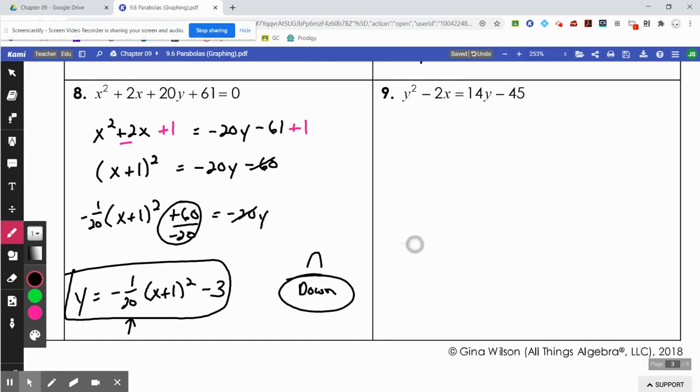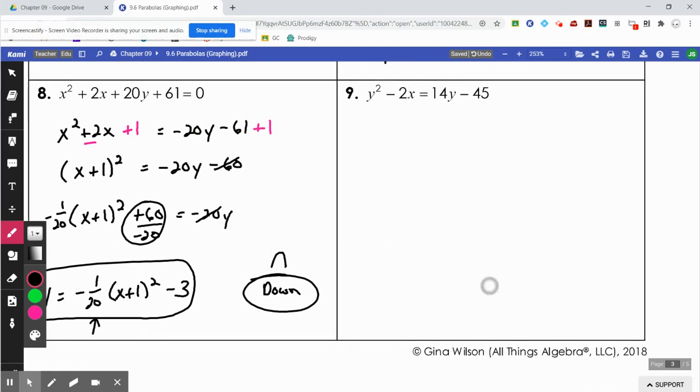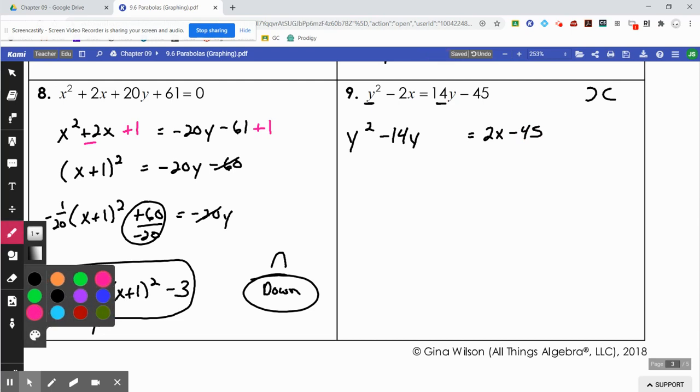And the last one. I can already say, since there's a y squared there, that it's going to open up either left or right. I do have a y squared and y stuff, so let's go ahead and isolate those. y squared minus 14y. Move all your x stuff to the other side. You got the x, and you have the constant on the other side now. Let's go ahead and complete the square. Half it, multiply it by itself. You're going to add a 49 to both sides.